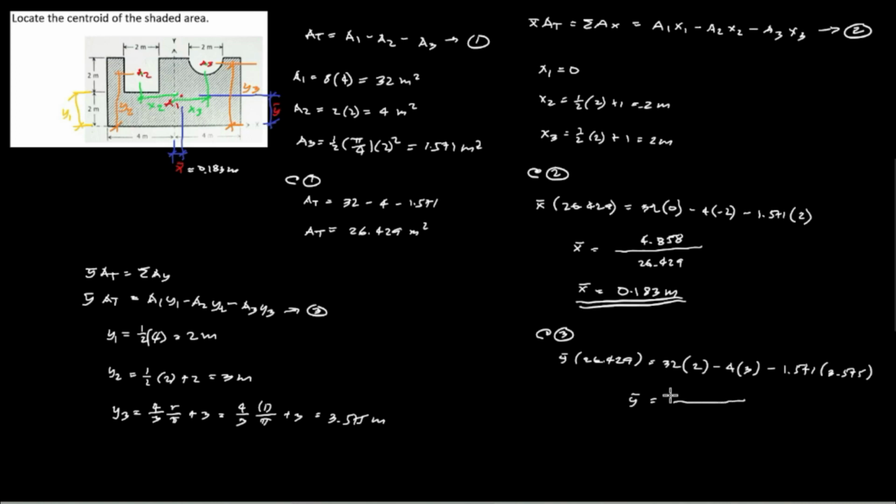and y bar, and we divide everything by 26.429. So 32 times 2, that's 64, minus 4 times 3, or 12, 52, minus 1.571 times 3.575, and it is equal to 46.383. So therefore, y bar is equal to 46.383, and we divide by 26.429, and it is equal to 1.755 meter. So y bar is equal to 1.755 meter, and this is the value.